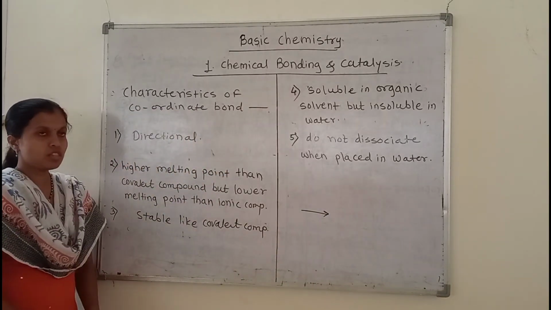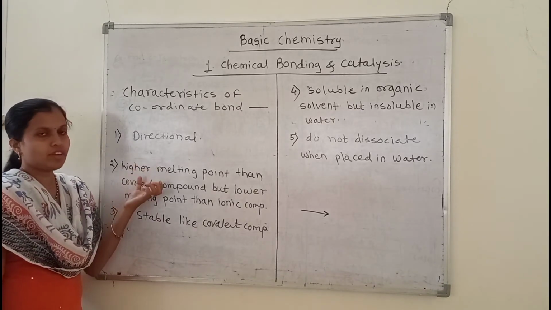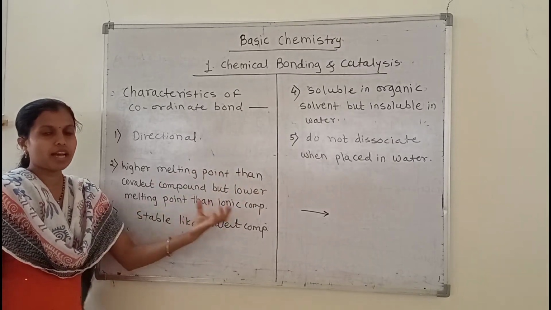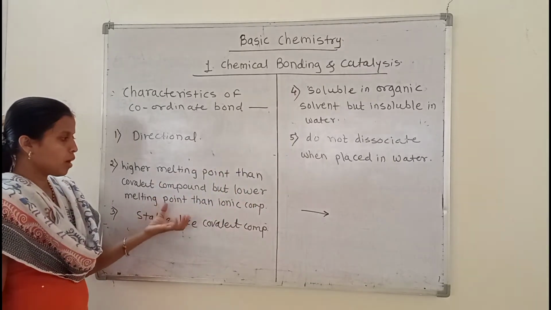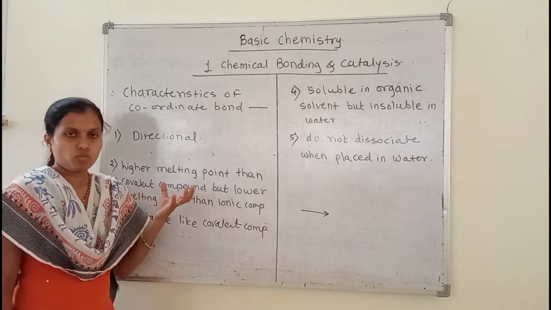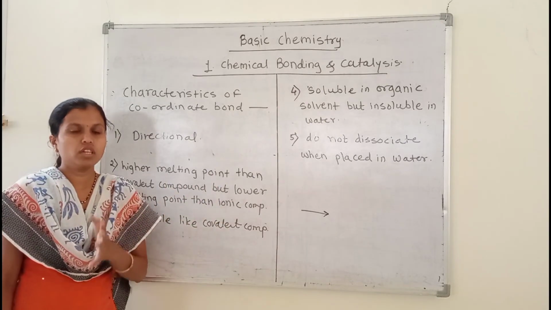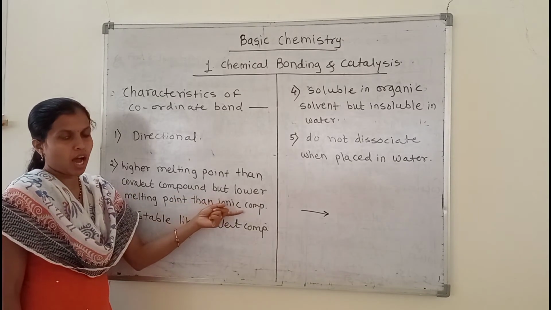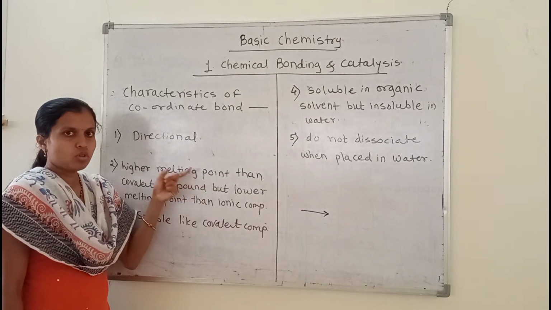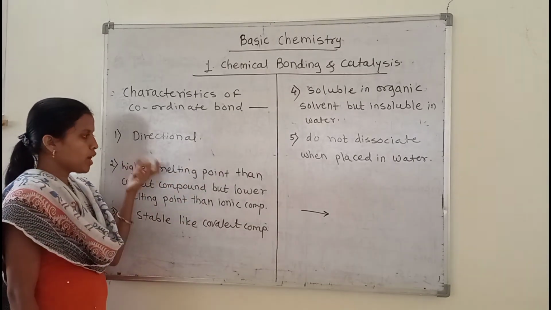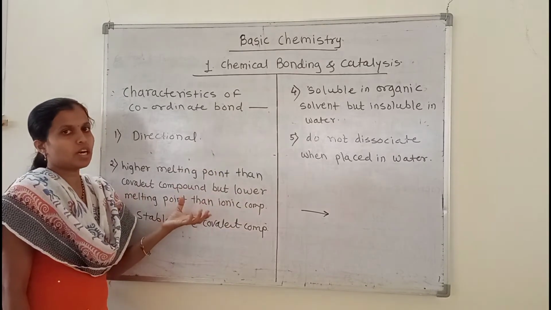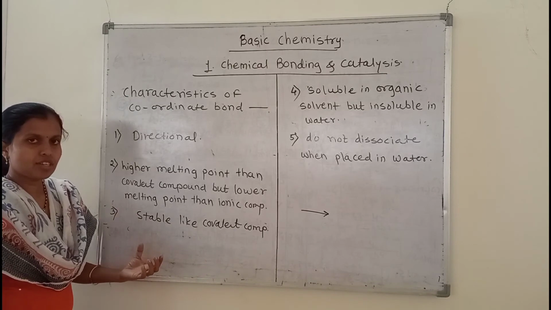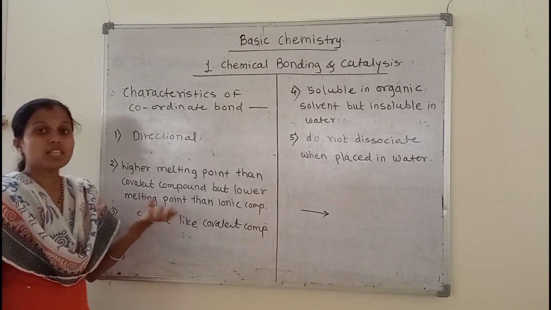The second characteristic is that coordinate compounds have a higher melting point than covalent compounds but a lower melting point than ionic compounds. Ionic compounds are formed by strong forces of attraction, so their melting point is very high. So the coordinate compound melting point will be higher than covalent compounds but lower than ionic compounds.